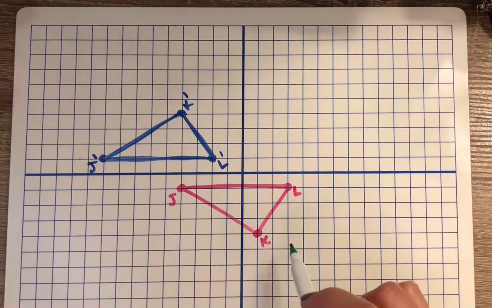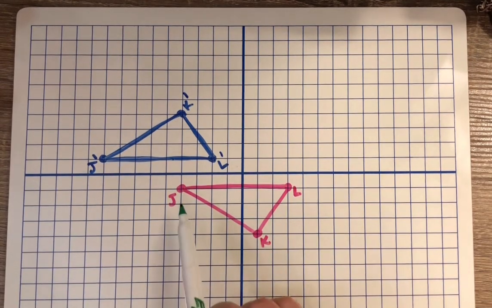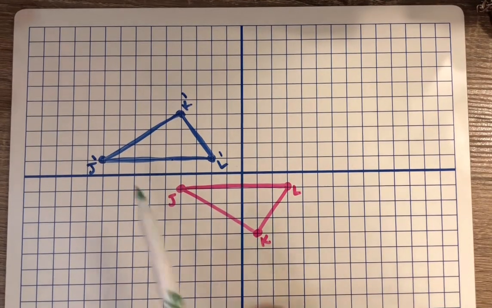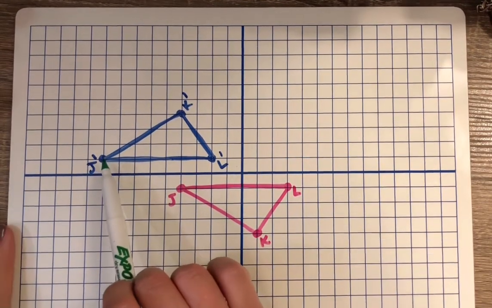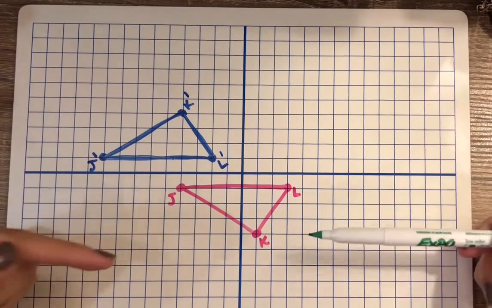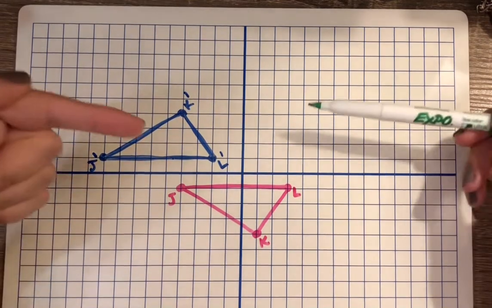So in this example, you can see I have two triangles, the pre-image in pink, triangle JKL, and then the image in blue, triangle J prime, K prime, L prime. So just looking at this graph, this example, I can tell that it's going to involve a horizontal reflection.